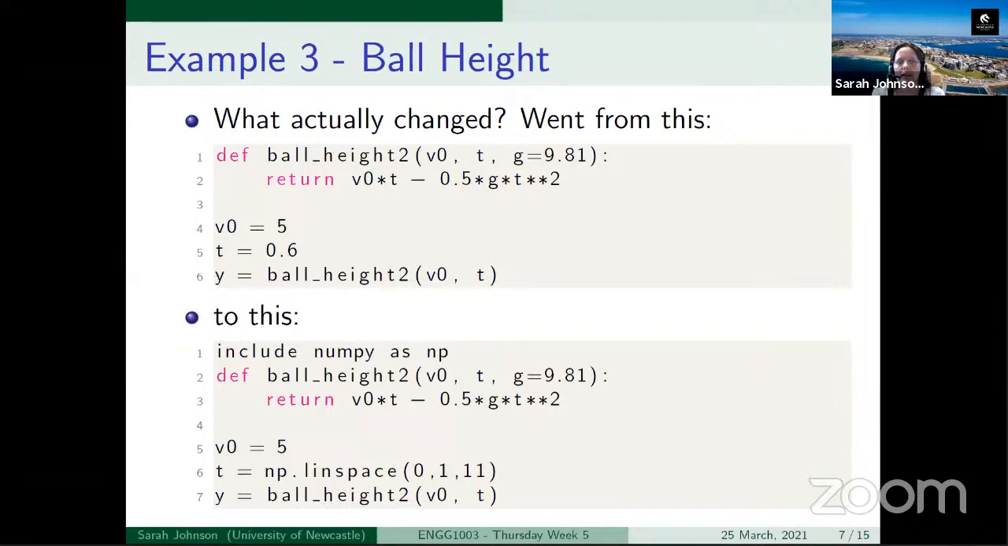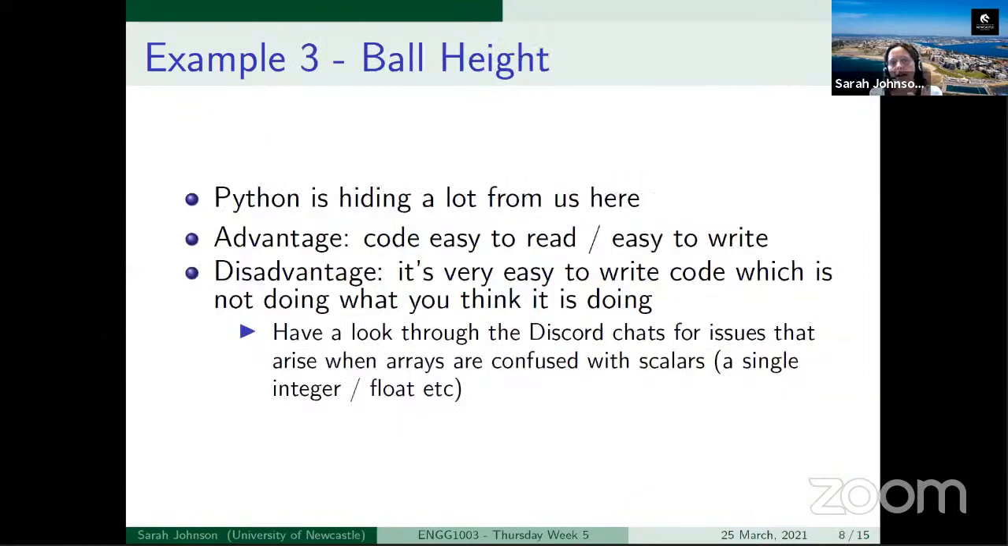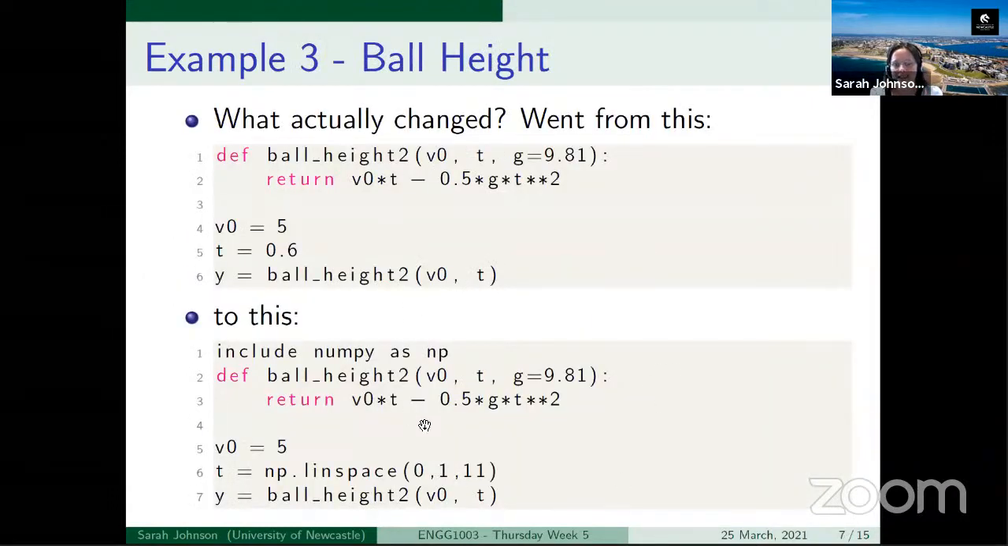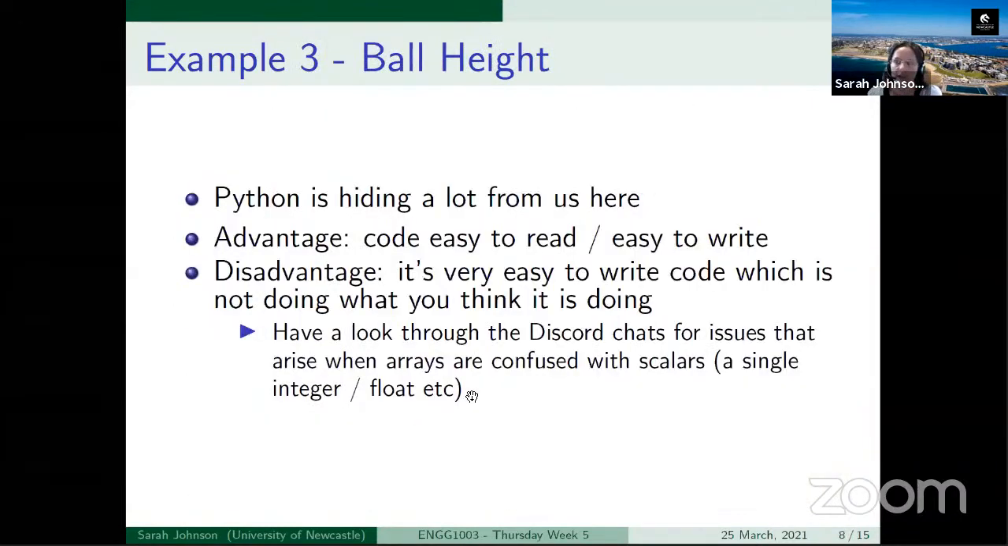In most other languages, if you write a function like this, you have to be absolutely clear about whether you're passing in a pointer to an array or whether you're passing in a scalar in a number of different places in your code. So the fact that Python hides it from you so that you can write exactly the same function and not need to, once you've imported the NumPy library, of course, means that your code is easy to read and easy to write. But the disadvantage is it's very easy to write code which is not doing what you think it is doing.